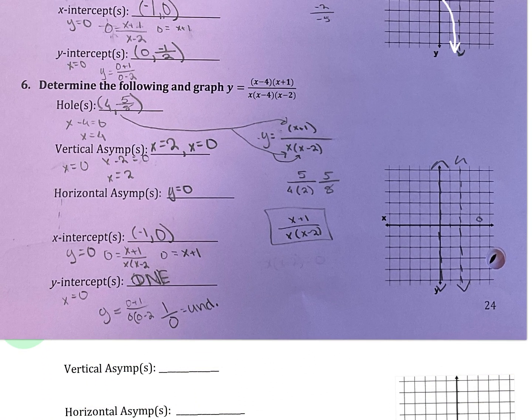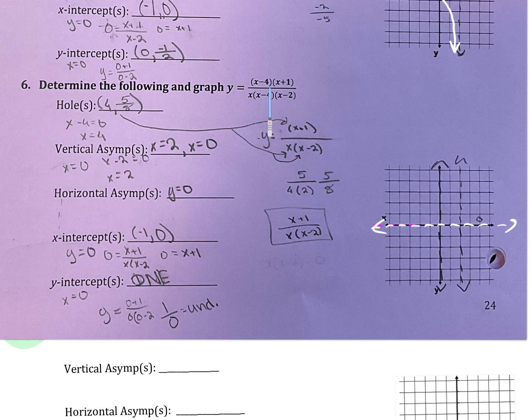On number 6, what we found yesterday was my horizontal asymptote was 0. Does anyone remember how we got that? What would I have up top as my biggest exponent? X squared. What would I have on the bottom as my biggest exponent? X cubed. Anytime that denominator exponent's bigger, y equals 0. Let's go put that in our picture. Y equals 0.